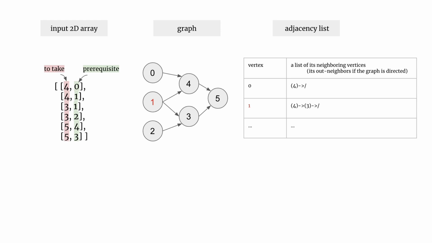Obviously, it doesn't matter who is stored first in this list, which means it is also correct if the list is like 3, 4. Vertex 2, its neighbor is vertex 3, so we store 3 in the list. Similarly, you can imagine that all the vertices and their neighboring vertices data in this graph can be saved in an adjacency list. Now let's dive into the coding part.